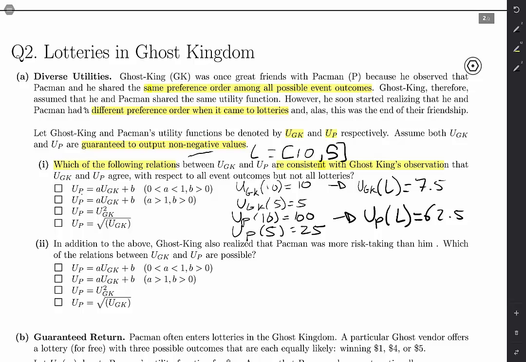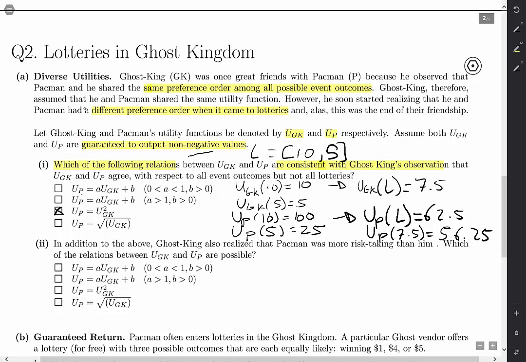On the other hand, Pac-Man, if it were offered 7.5, Pac-Man's utility of 7.5 is 56.25. So Pac-Man would prefer the lottery over getting the expected value of the lottery because of this nonlinear transformation. So this is a correct answer. And the fourth option is just the same thing in reverse. So this is also a correct answer because it is a utility function that preserves the ordering with respect to outcomes, but not lotteries.